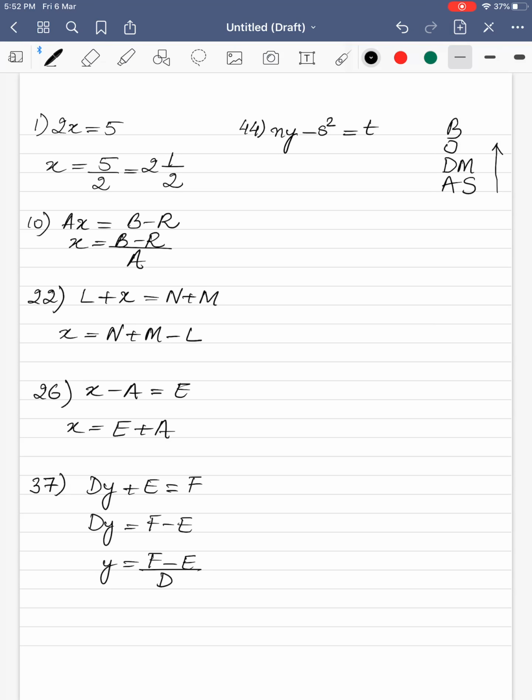Since I have to go in the reverse order of BODMAS, I have to take care of terms which are being added or subtracted. So first I'll remove the minus s square and take it on the other side. So I'm left with t plus s square, and now I move the n which is being multiplied. Now n was multiplied, so it divides on this side. Let's try question number 50.